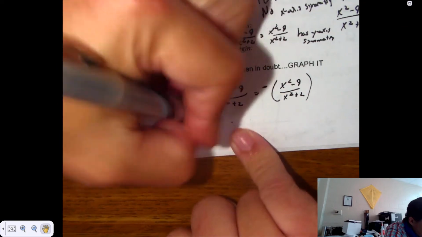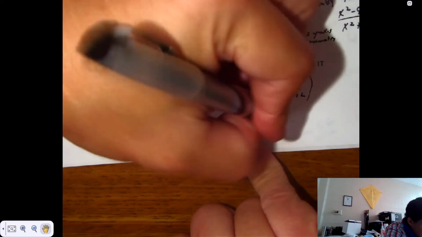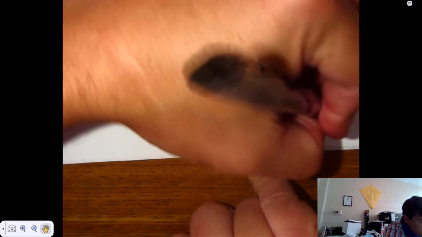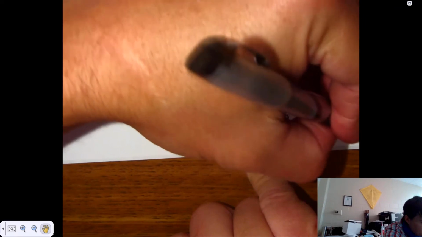When I'm done, I'll have x squared minus 9 over x squared plus 2 equal to negative x squared plus 9 over x squared plus 2. Do they match? So no origin symmetry. And I reckon we'll start here tomorrow.